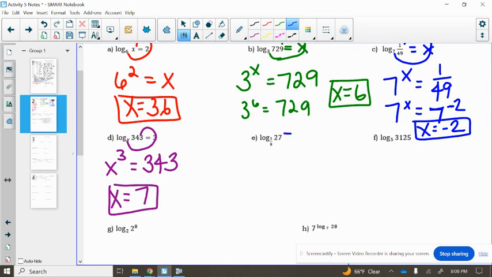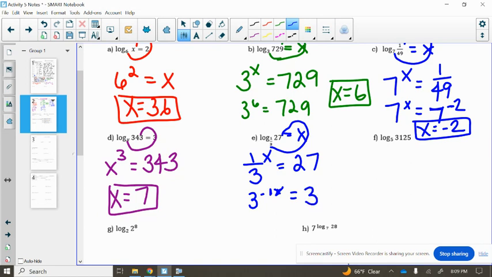All right, again, we have one where we are going to fill this in with an x. So we have 1/3 to the x power equals 27. Well, instead of 1/3, you could think about it as 3 to the negative x power. We can write it like that. And I know 27 is 3 to the 3rd. If I think about setting these equal, my x value would have to be negative 3 in order to get these to match.